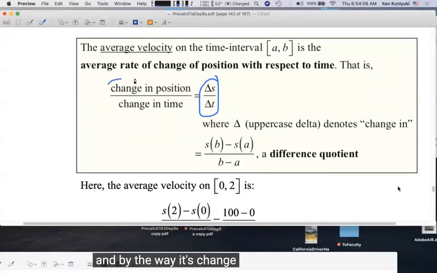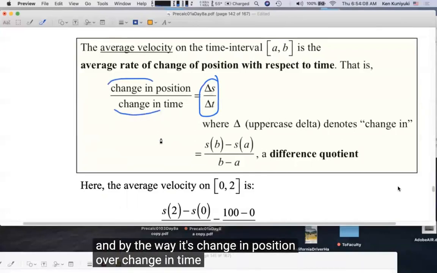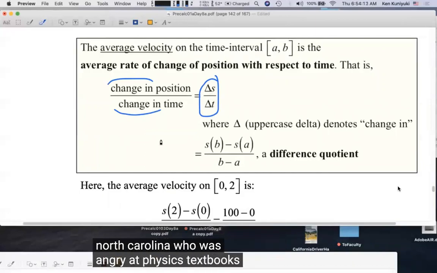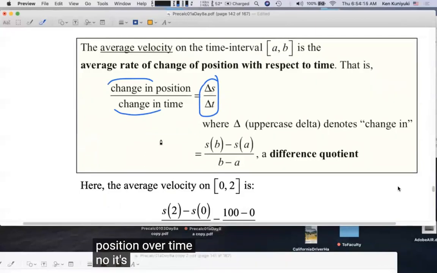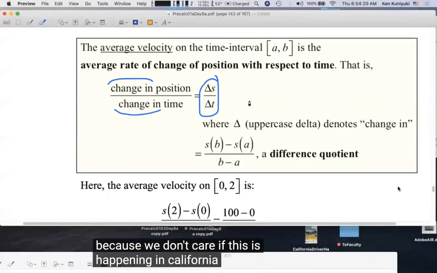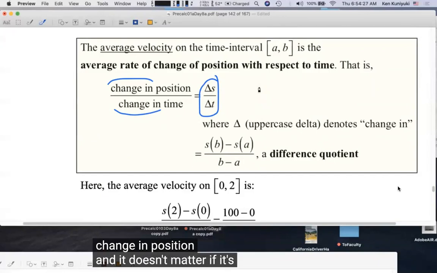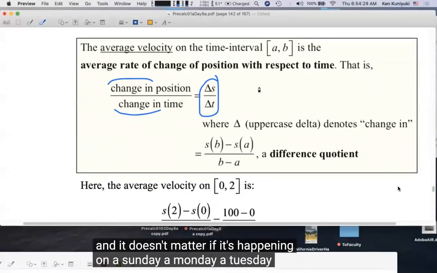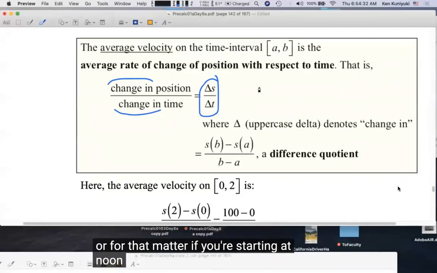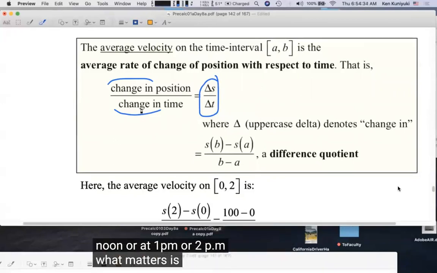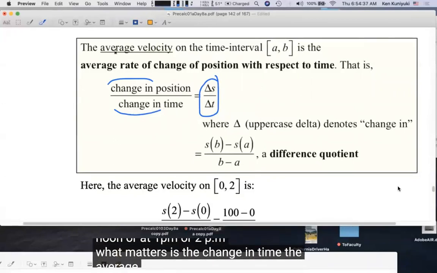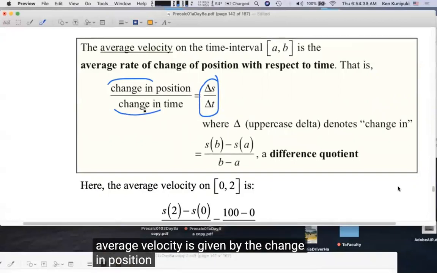And by the way, it's change in position over change in time. There's a high school teacher in North Carolina who was angry at physics textbooks for saying position over time. No, it's change in position over change in time. Because we don't care if this is happening in California or New York or Utah. What matters is the change in position. And it doesn't matter if it's happening on a Sunday, a Monday, a Tuesday, or for that matter, if you're starting at noon or at 1 p.m. or 2 p.m. What matters is the change in time. The average velocity is given by the change in position over the change in time.